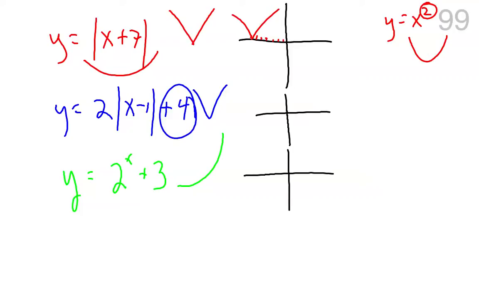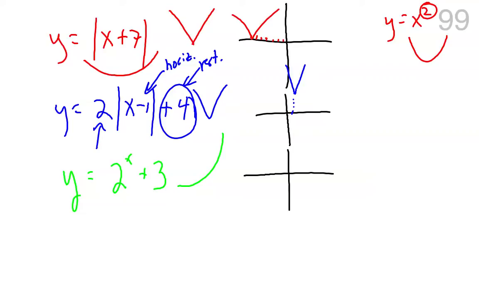Next one, I have both vertical and horizontal shift. Here's my vertical shift. Remember, vertical always comes at the end. Here is my horizontal, which always comes in the grouping symbol. But I also have a 2 to make it more narrow. So I'm going to go 1 to the right. I'm going to go 4 up. And then I'm going to make it more narrow than a normal absolute value graph. Because of the 2 in front, it makes things twice as big.